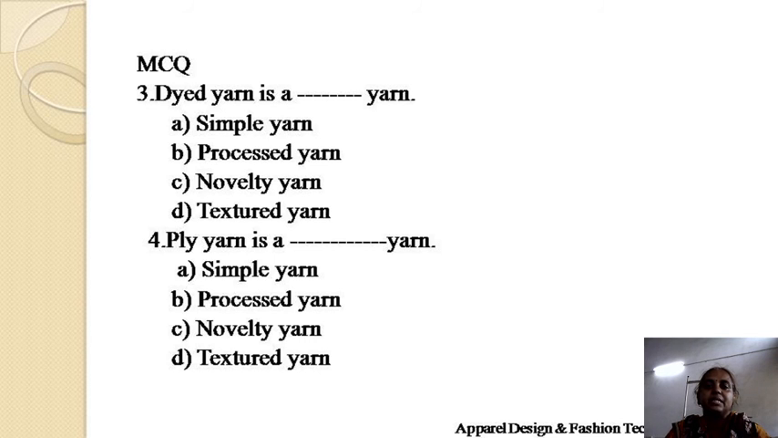B, processed yarn. C, novelty yarn. D, textured yarn. Under which group does the dyed yarn belong? So simple, no, the answer is not correct. B, processed, yes, dyeing is a processing given to that yarn, and after dyeing that yarn is known as the dyed yarn. So B is the correct answer. Next one is the ply yarn. Ply yarn is a dash yarn. Ply yarn comes under which group? First one is simple, second B option is processed, C, novelty, D, textured. So a ply yarn belongs to simple. The right answer is choice A.